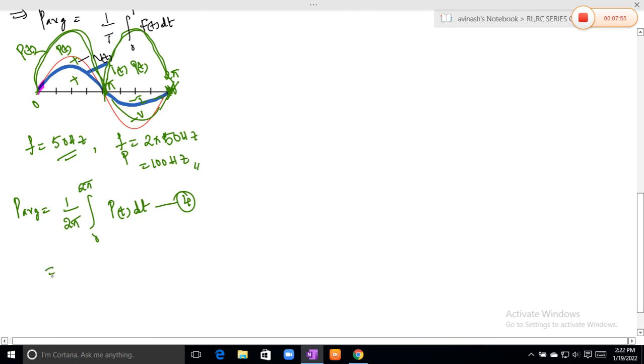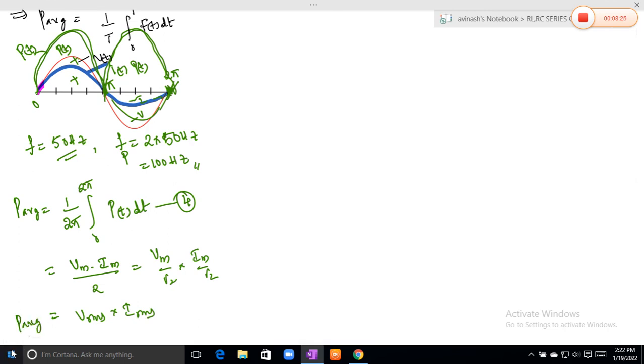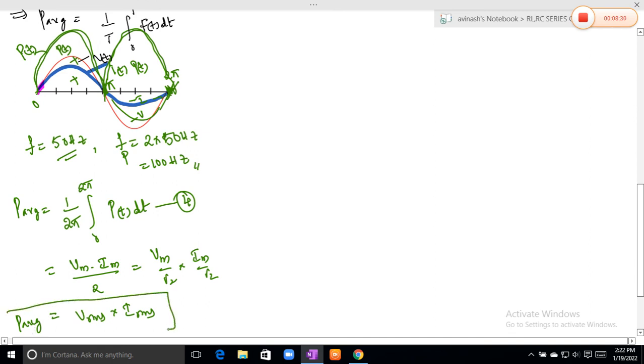The average power, if you simplify this, is Vm into Im divided by 2. We can split this as Vm by root 2 into Im by root 2. Vm by root 2 is Vrms and Im by root 2 is Irms. Therefore, average power is equal to Vrms into Irms. Hope this is clear for everyone.